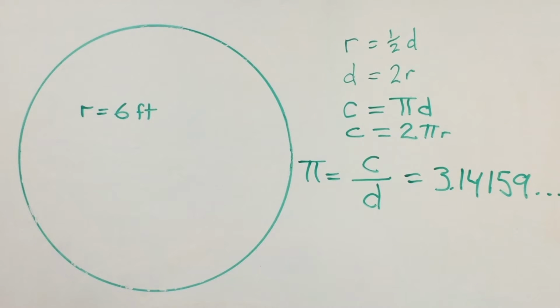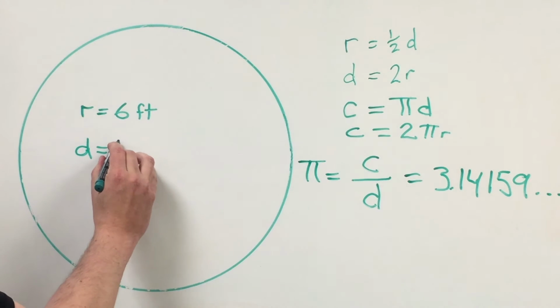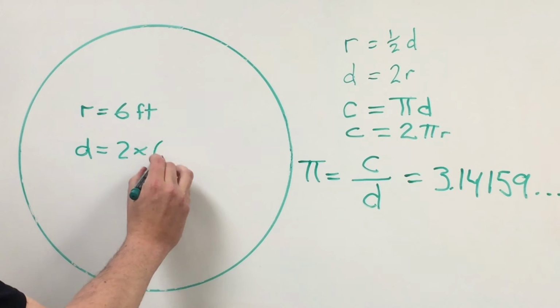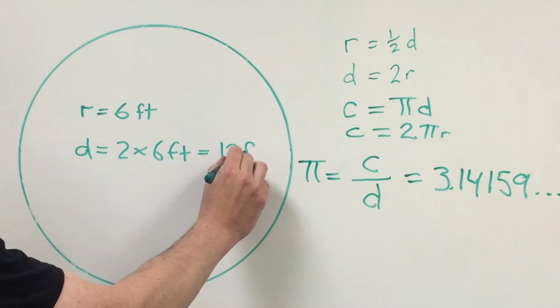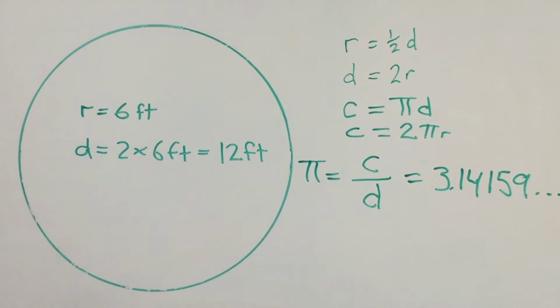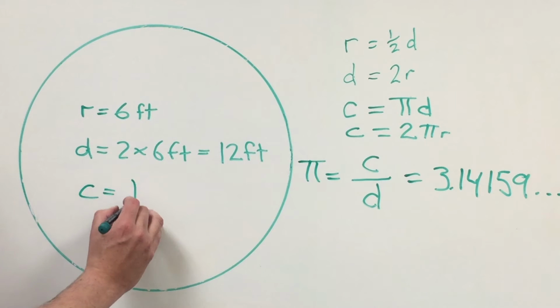Ready? Suppose I have a circle with a radius that measures 6 feet. What is the length of its diameter? Well, since the diameter of a circle is always twice its radius, the diameter must be 2 times 6 feet, or 12 feet. Now, what's the circumference of this circle? Again, since the circumference of a circle is equal to pi times the diameter, the circumference must be 12 feet times pi.